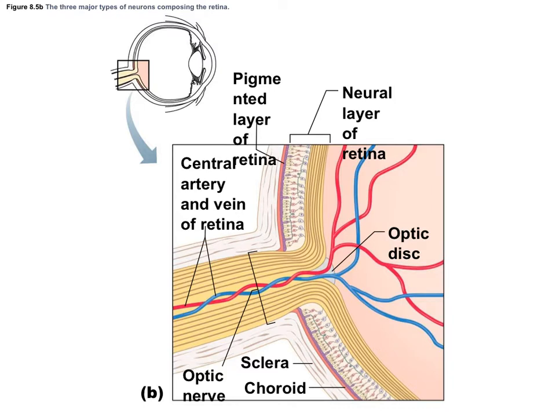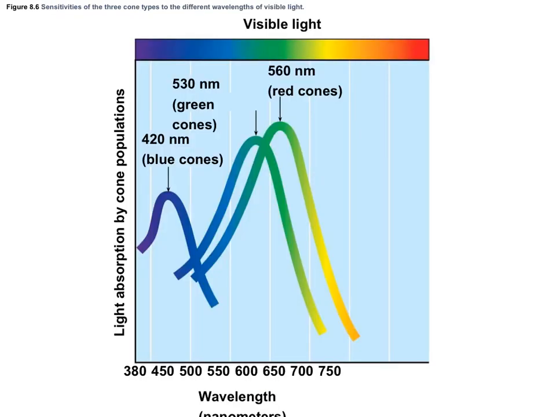All right, so let's talk about the rods. So you have different wavelengths of light. Here you have three cones, blue, green, and red, and they're sensitive to different wavelengths of light. So you excite them differently.